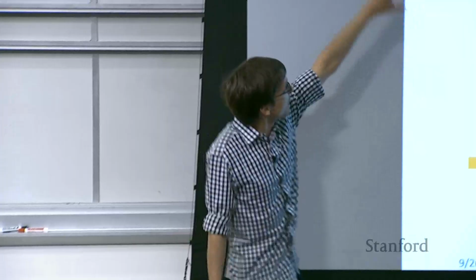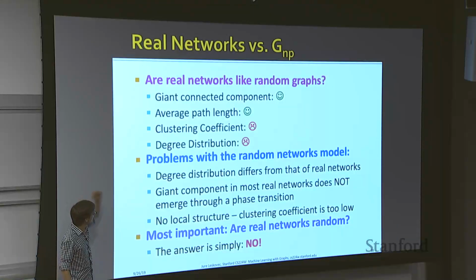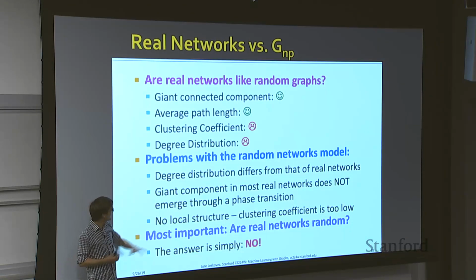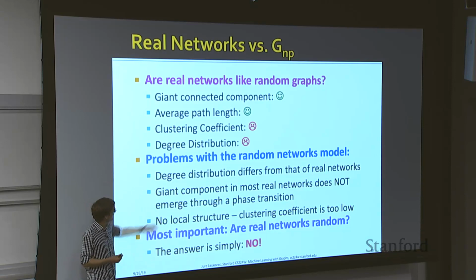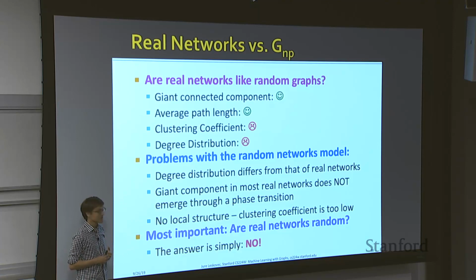So we showed these 4 properties. You know, is the random graph model realistic, or what are the problems with it? The degree distributions differ. Basically, it assumes everyone has the same number of friends.